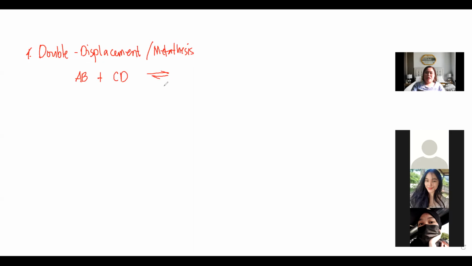So paano sila mag-exchange? Always remember, ang rule natin sa chemistry, opposite attracts. So the positive ion in the first element will combine now with the negative ion sa second element, and that is also true for the positive ion on the second element combining to the negative ion sa first element. So in this case, you will have AD plus CB. So ano nahimo nag-AD and CB?